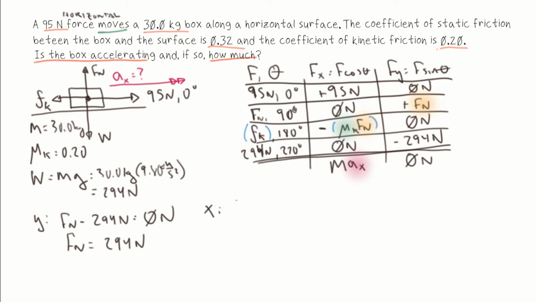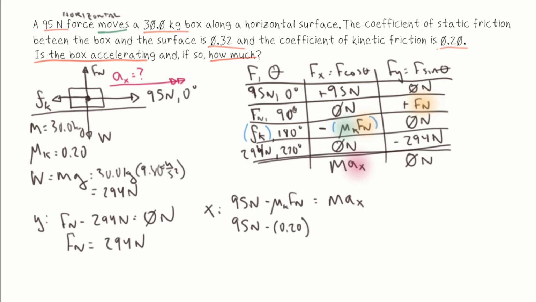Next up, we have the x equation, 95 newtons minus mu k Fn equals max. And I'm gonna break my tradition a little bit here. Instead of solving this out directly for a, let's tease out the left side a little bit so we can answer the first question. The first question says, is the box accelerating? We'll know if the box is accelerating if the forces are unbalanced. So let's take a look here.